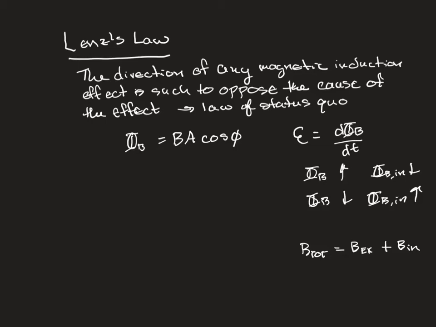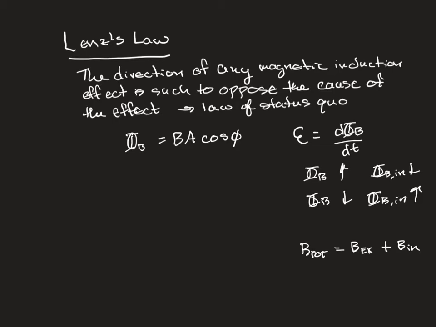In this lecture, we're going to discuss Lenz's law. Lenz's law is going to turn out to be a way to determine the direction of the induced current in the loop. And we are going to stick with clockwise and counterclockwise since we're dealing with closed loops, because that's the only way you can have current flow. The direction of any magnetic induction effect is such to oppose the cause of the effect. I often refer to this law as the law of status quo.